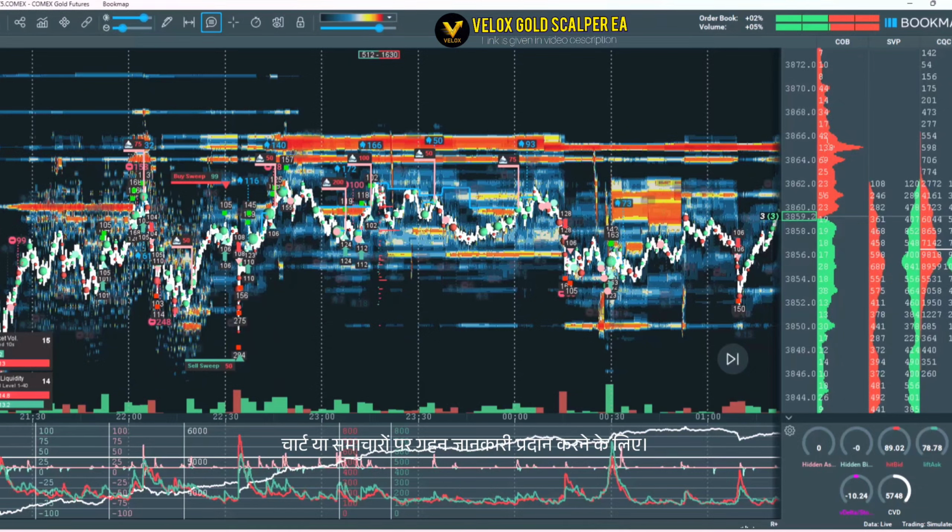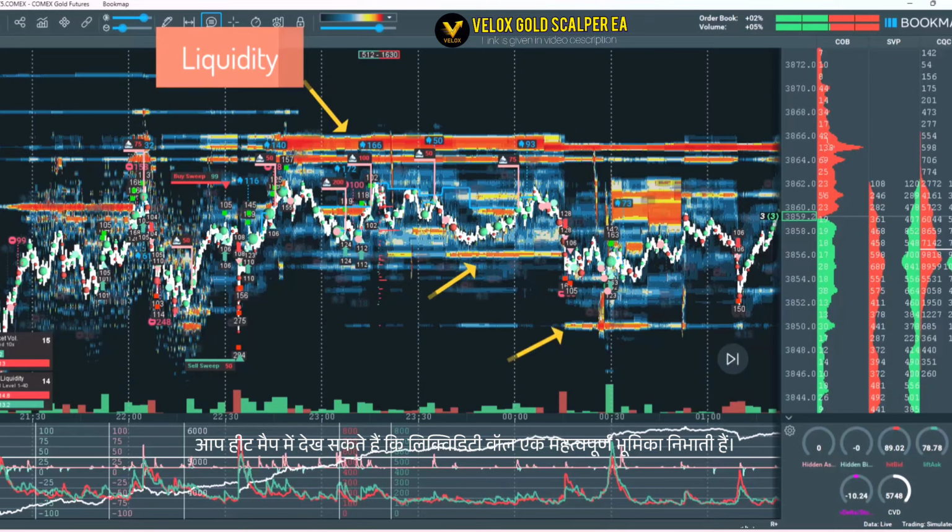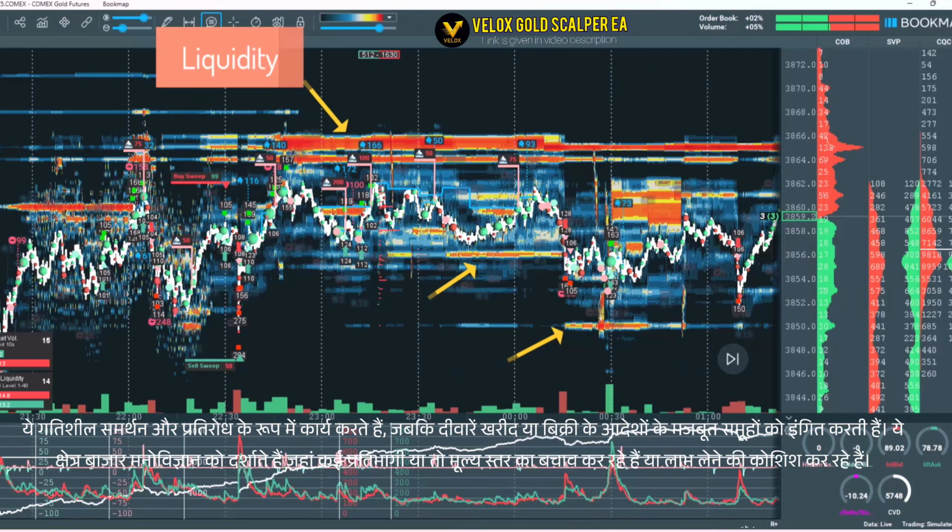To provide deeper insight, let me briefly explain the functions and roles of the orders you see on the heat map. In a heat map, liquidity walls play a crucial role. They act as dynamic support and resistance, with thick walls indicating strong clusters of buy or sell orders. These zones reflect market psychology, where many participants are either defending a price level or looking to take profit.